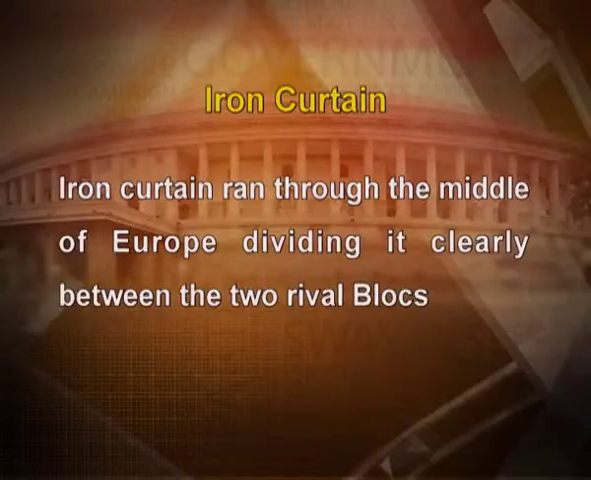Now, interestingly, Europe became the main arena of conflict between these two superpowers. The division also appeared on the geography or map of Europe. This divide between east and west of Europe is called the Iron Curtain. This Iron Curtain ran through the middle of Europe, dividing it clearly between the two rival blocs under the occupation of two superpowers.